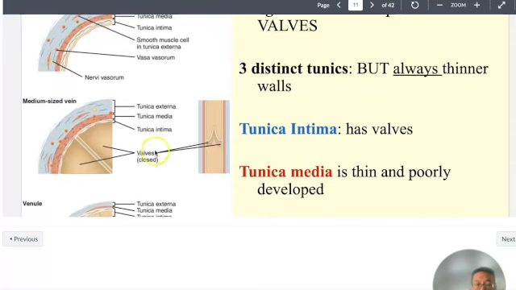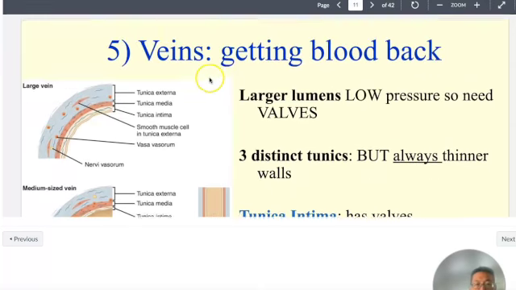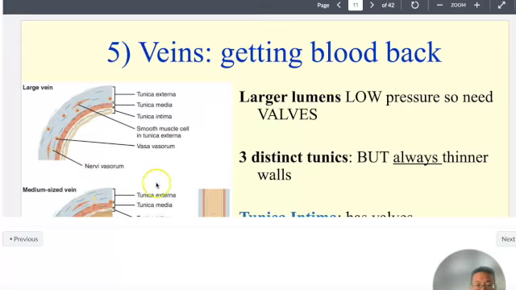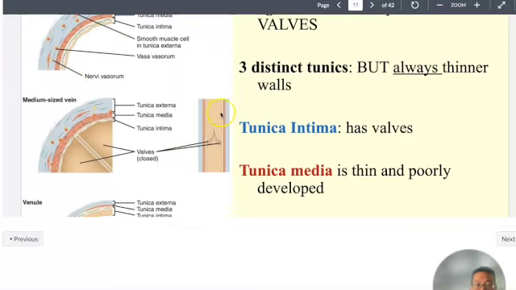The reason it has a large lumen is because there's not a lot of muscles contracting. It's not a lot of contraction, so the blood pressure will be kind of low. Things will be flowing up, and there's a chance for it to come down. So as it flows up, the valve will stop it from coming down, similar to the semilunar valve in the heart.